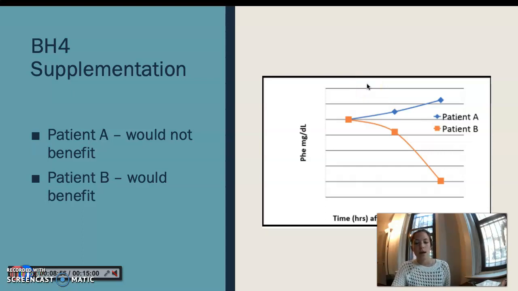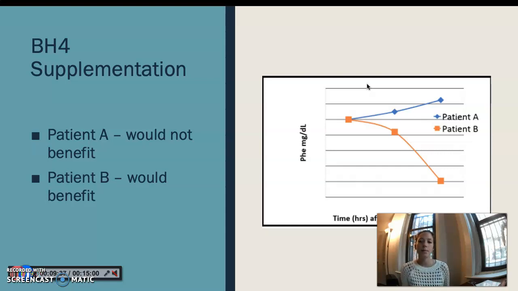before their meal. After eating, patient A's phenylalanine levels increased slightly after 4 hours and then even more after 8 hours. For patient B, their levels actually decreased slightly after 4 hours and then drastically decreased after 8 hours. This tells us that patient B is responding appropriately to the BH4 supplement, and so will likely not need to change their diet, but they can use this BH4 supplement as a treatment for their PKU instead. Patient A's phenylalanine levels were not decreased with the supplement, so their form of the disease is likely more severe and they will have to stick with the dietary treatment.